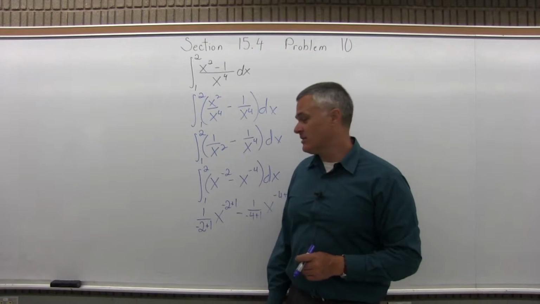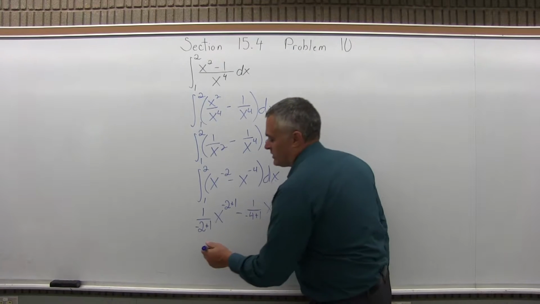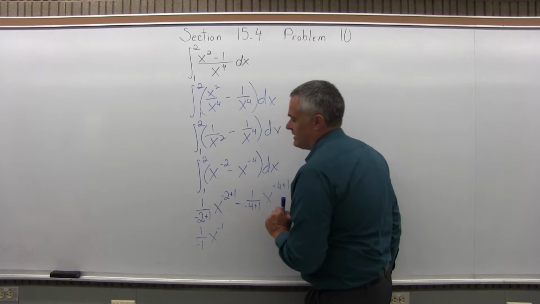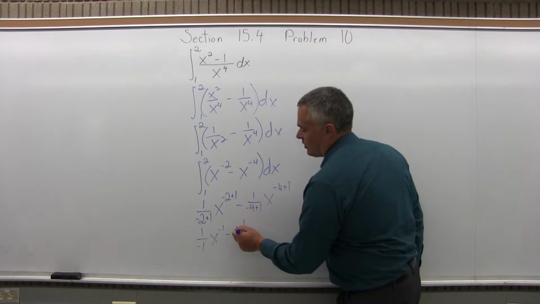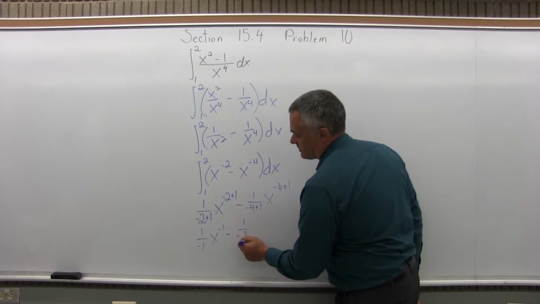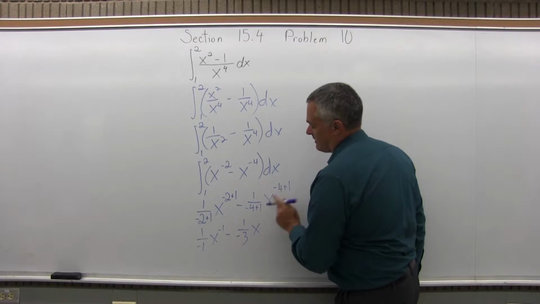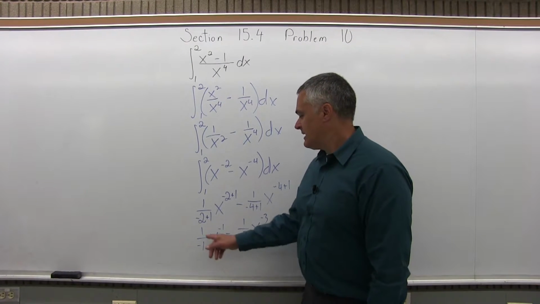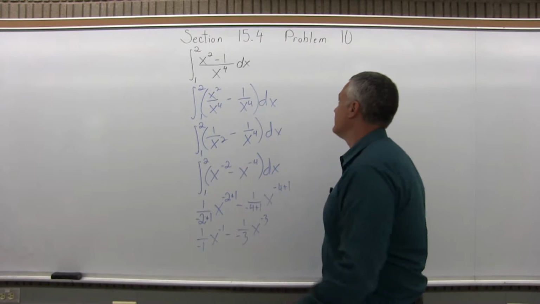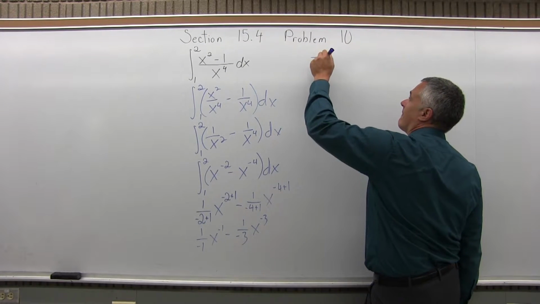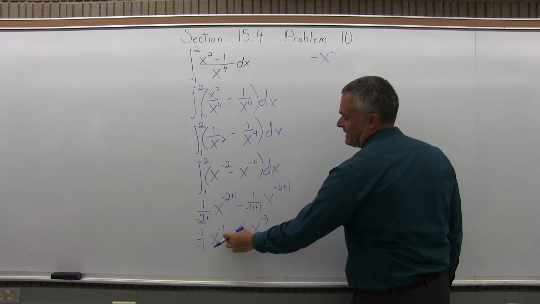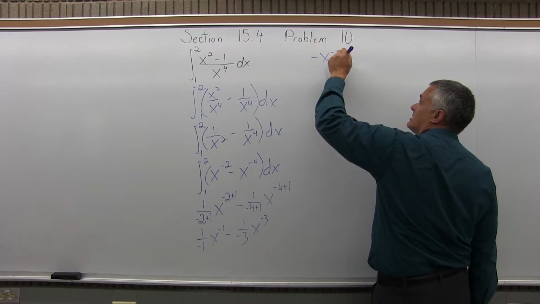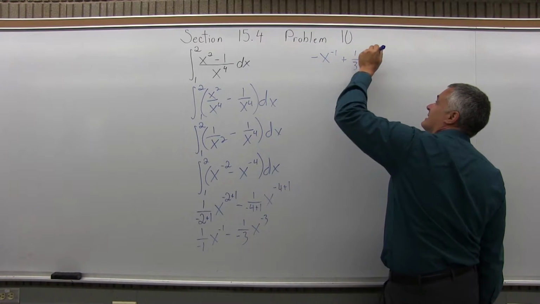Now let me simplify that a little bit. 1 over negative 2 plus 1 will be 1 over negative 1. X to the negative 2 plus 1 is negative 1. Minus 1 over negative 4 plus 1 is 1 over negative 3. X to the negative 4 plus 1 is negative 3. And I can simplify that a little bit more. Instead of 1 over negative 1, let's just call that minus x to the negative 1. And then minus 1 over minus 3. The two minuses can cancel. I can call that plus 1/3 x to the negative 3.